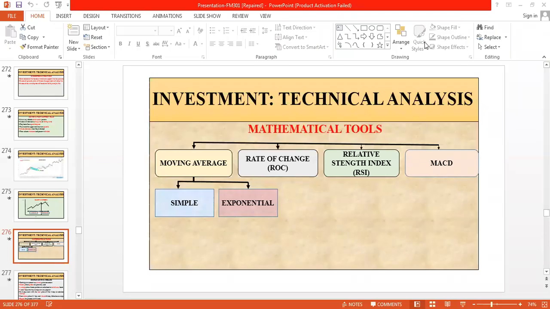In today's second lecture, we are going to discuss the other important mathematical tools that are used in technical analysis. The Elliott wave theory is not being discussed now; it will be discussed afterwards. So, we are now moving to our mathematical tools.